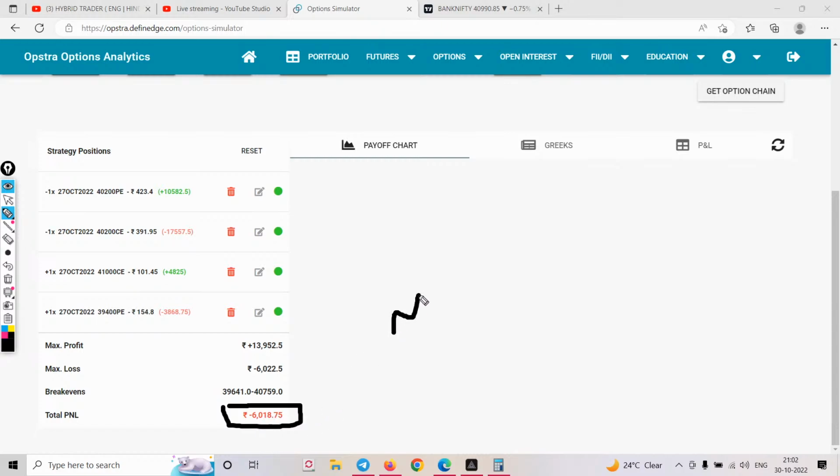See, the market is going up, right? Maybe you might have deployed the broken wing fly, but the broken wing fly will give you an additional safety of only 500 points. Additional capital is required. But rather than that, this is how we were able to save our capital. From a 6,000 loss, we got to a 2,100 profit.